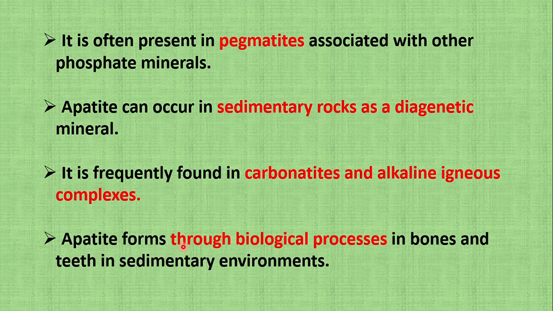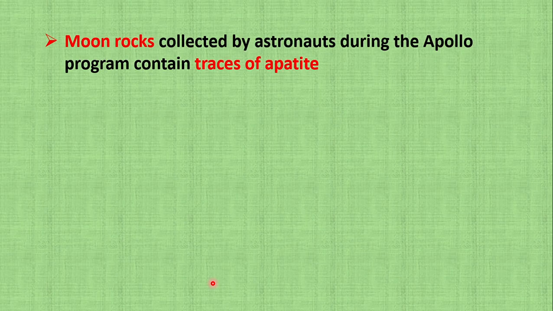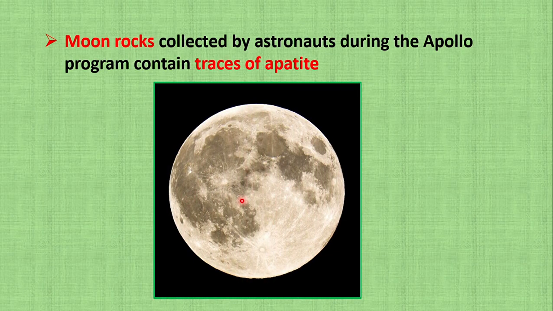Apatite is formed through biological processes also, in bones and teeth. So our bones and teeth also contain the mineral apatite, in sedimentary environments. Apatite was also collected by astronauts from the moon. So traces of apatite are present on the surface of the moon also.